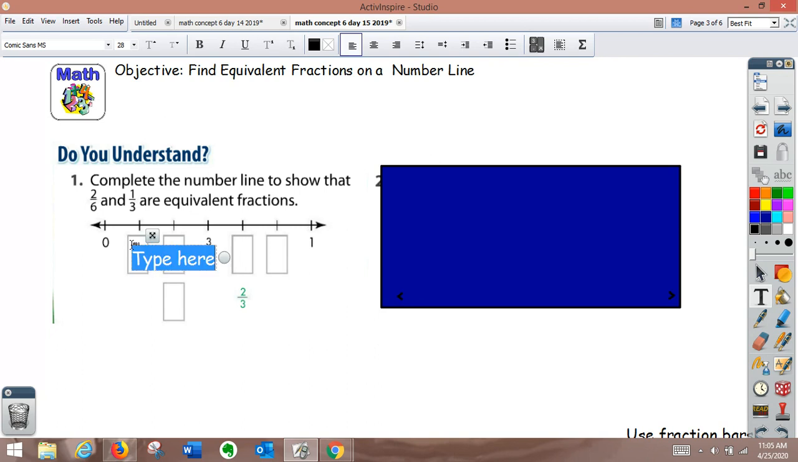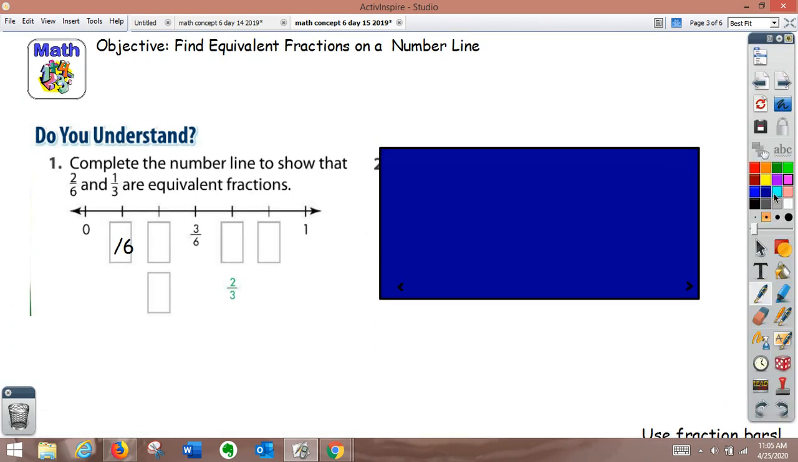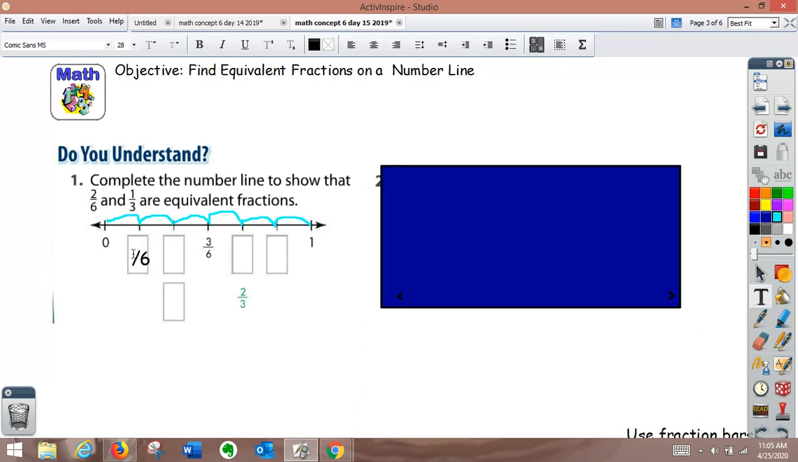Well, let's count and see what we have here. We're going to use 6 as our denominator there. We have 1. That's going to be 1/6. 2. I know what comes after 3. 4, 5, and there's our 6/6. So we can fill that in there and say there's 1/6. There's 2/6. We've already got 3/6 in. We know this one's going to be 4/6, which makes this one 5/6.